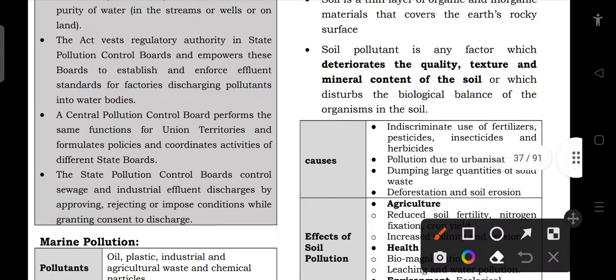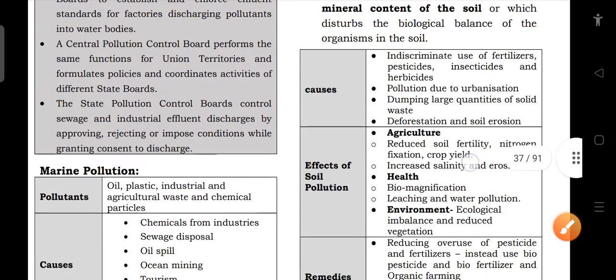Now what are the causes of soil pollution? Indiscriminate use of fertilizer, pesticide, insecticide, herbicide, pollution due to urbanization, dumping large quantities of solid waste, deforestation and soil erosion. So these are some of the causes.